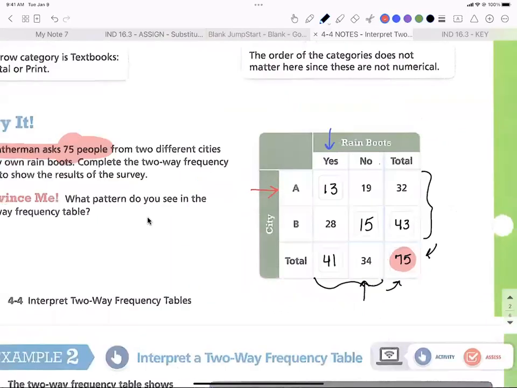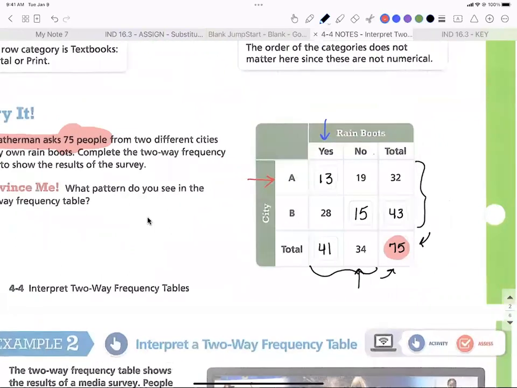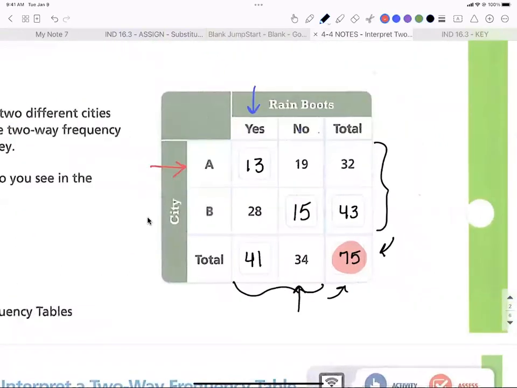Okay. All right. It says, what pattern do you see in the two-way frequency table? Well, we've already talked about it. The pattern is that outside column and the bottom row both should tally 75, or both should tally the total number of people surveyed.